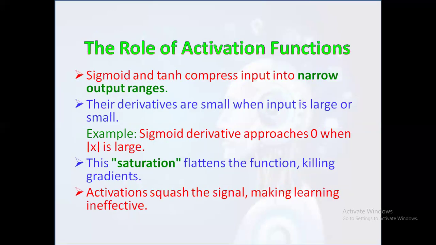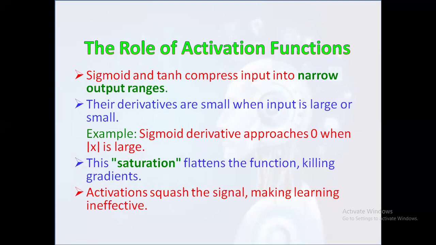The first one is the sigmoid and tanh. How is it? Sigmoid maps any real valued number into the range 0 to 1, and the tanh maps into the range minus 1 to 1. This compression, while useful for controlling output, also causes the function to become nearly flat outside a small range of input, which limits gradient flow. The derivatives are small when input is large or small. The derivative of sigmoid or tanh is close to 0 when the absolute value of input is large.